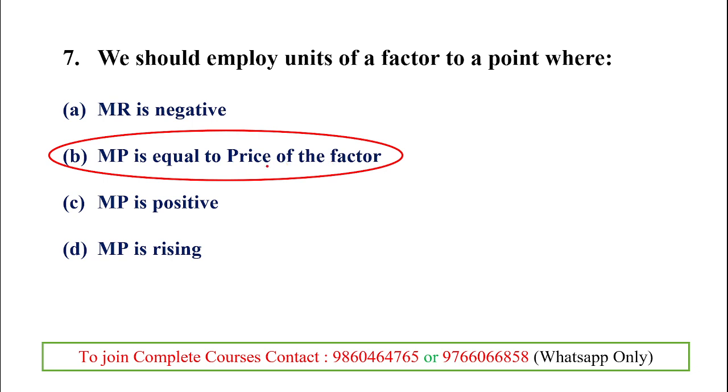But in case the price is less than the MP, it means that the resources are mismatched or misused in the production unit. So it's better to make the MP equal to the price of a factor for a firm.